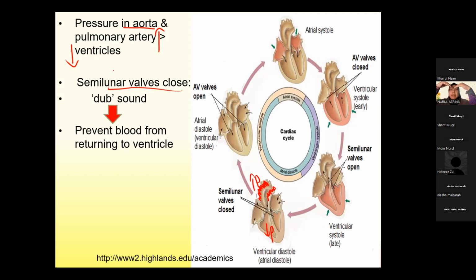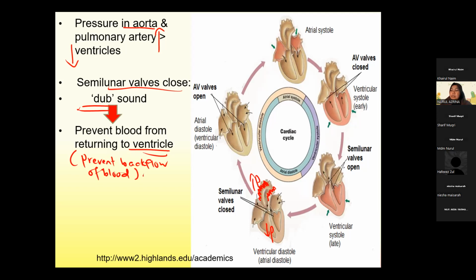Sebab pressure terlalu tinggi dalam aorta, tinggi sangat, so dia menyebabkan valve tu macam seolah-olah tutup macam ni. Instead of dia open macam ni, dia tutup macam ni. So bila dia tutup, then it produces the second sound, the doop sound. The purpose of semilunar valve closing is to prevent the blood from flowing back or returning to the ventricle. In another word, to prevent backflow of blood from large artery into the ventricle.